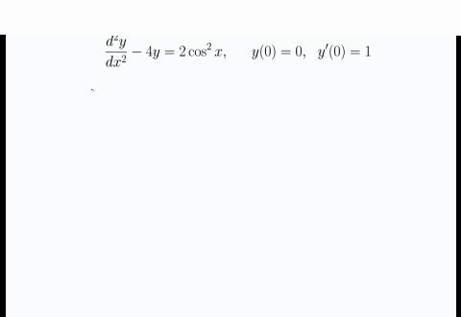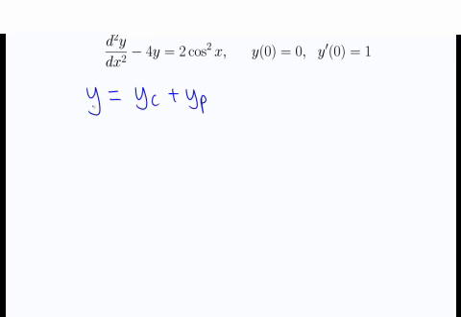In this screencast, I'm going to look at solving a second-order differential equation with some associated initial conditions. And the equation I've chosen to illustrate the method is d2y by dx squared minus 4y equals 2 cos squared x.